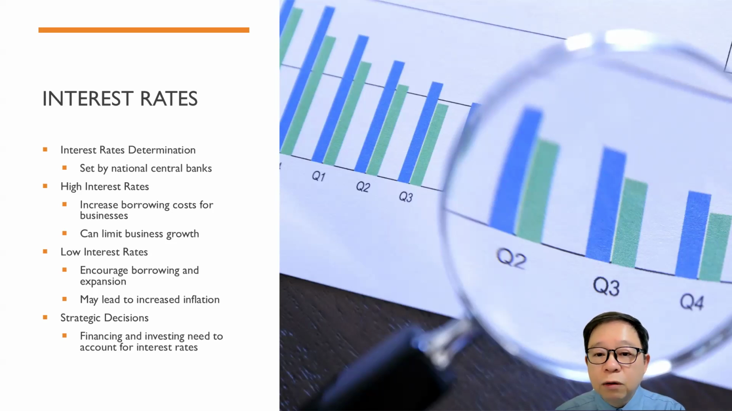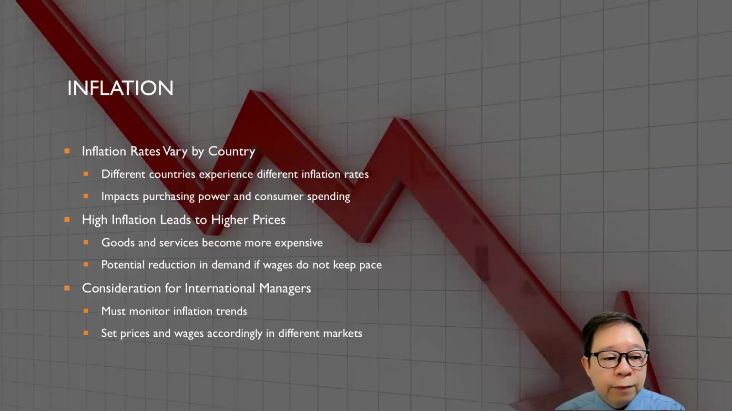Also, it can lead to increased inflation, right? Because if the interest rate is low, people may borrow money for spending, right? And also they may not want to put money into the bank, so they are encouraged to spend. When more people spend, it will cause inflation, right? Inflation may be harmful. So basically it is a cycle. This is why we call it a strategic decision. We need to make a good decision on financing and investing, accounting for the interest rate. So that is why the interest rate is very dynamic.